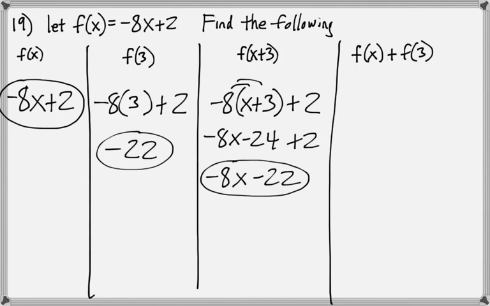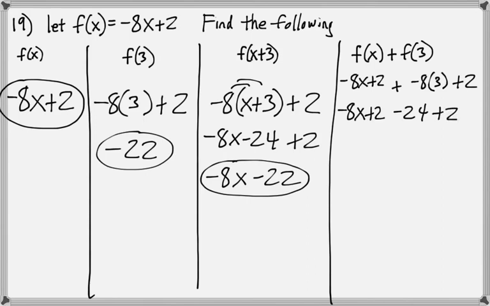So f of x is negative 8x plus 2. F of 3 is negative 8 plus 2, and I'm plugging in a 3, and then I'm adding them. So this will be negative 8x plus 2. This will be a minus 24 and a plus 2. And then if you combine like terms, this will be negative 8x minus 20. And that'll be our answer.